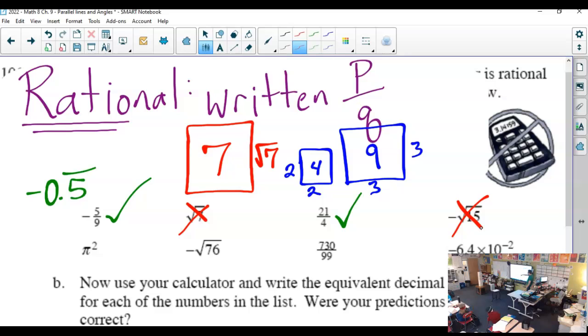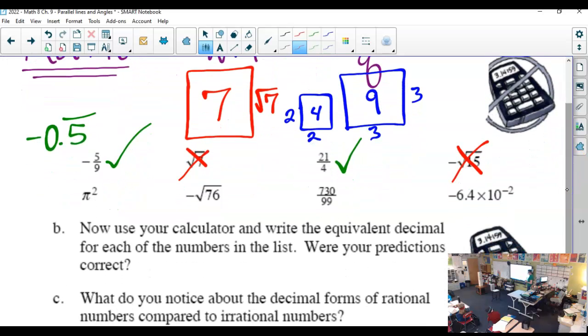Nevin, what do you think about pi squared? It seems irrational. Why do you think it seems irrational? Because pi is already irrational. Yeah, so if I take an irrational number and square it, well, I don't know. We should probably talk about some examples before we try to make a blanket rule. But Nevin knows pi.